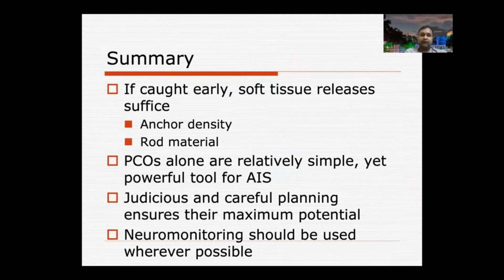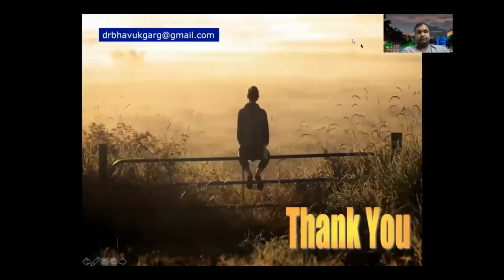To summarize, if AIS patients are caught early, then only the soft tissue releases are enough. And again, you can limit the amount of release required by higher anchor density, and the kind of rod you are using, the cobalt chrome rod, gives you a much better correction. The posterior column osteotomies alone are a relatively simple and powerful tool, especially for the AIS. And if you use them judiciously and with careful planning, you can ensure their maximum potential, and always use neuromonitoring in these cases. Thank you.